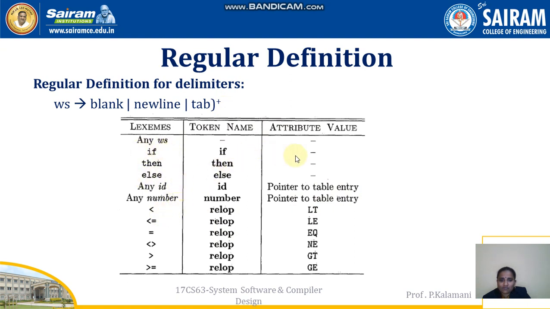Keywords have no attribute values. For white space characters also there is no token as well as no attribute, but it will be stripped by the compiler. If there is any identifier, the attribute value is a pointer to the symbol table entry. For a number also the value should be taken. For example, for relational operator less than, the token name is RELOP, relational operator, and the attribute value taken is LT. Less than or equal to is LE, equal to is EQ, and so on.